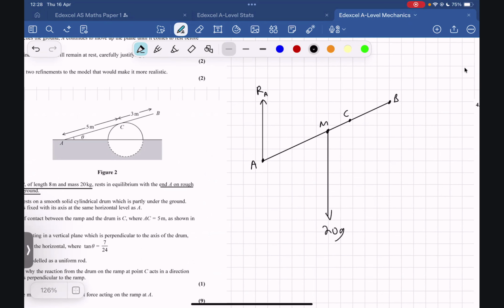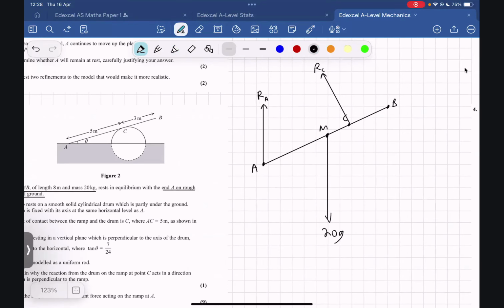So the other contact is at C. So there's going to be a R at C like this. Does that make sense? So wherever there's contact, there will be an R. We have reaction at A and reaction at C.